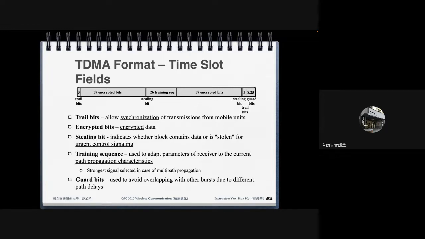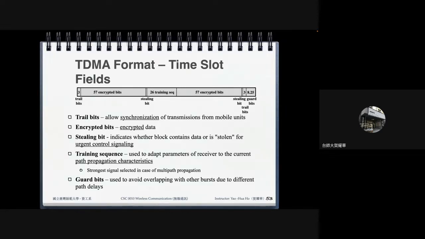Then you have a training sequence. You have 26 bits for the training sequence, which adapts parameters at the receiver to the current path propagation characteristic. This is training to see the propagation characteristic of the transmission, so a stronger signal is selected in the case of multi-path propagation. Then at the end, you have guard bits. These are usually used to avoid overlapping with other bursts during different path delays.